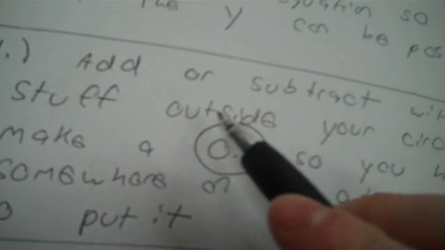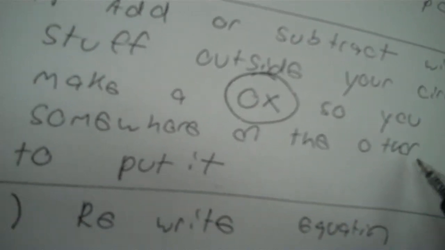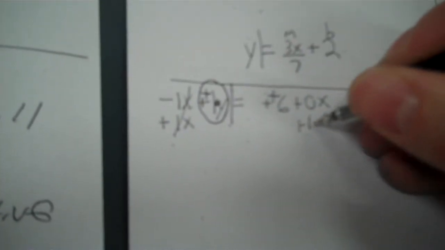So you got to fix that. Now, because you don't want that y dot number to be a negative, trust me on this, okay? You do not want that to be a negative. It has to be a positive. And if it's negative, we make it positive, but then we have to switch the others outside to the opposite, okay? So, add or subtract the stuff outside your circle, okay? Make a 0x so you have somewhere on the other side to put it.